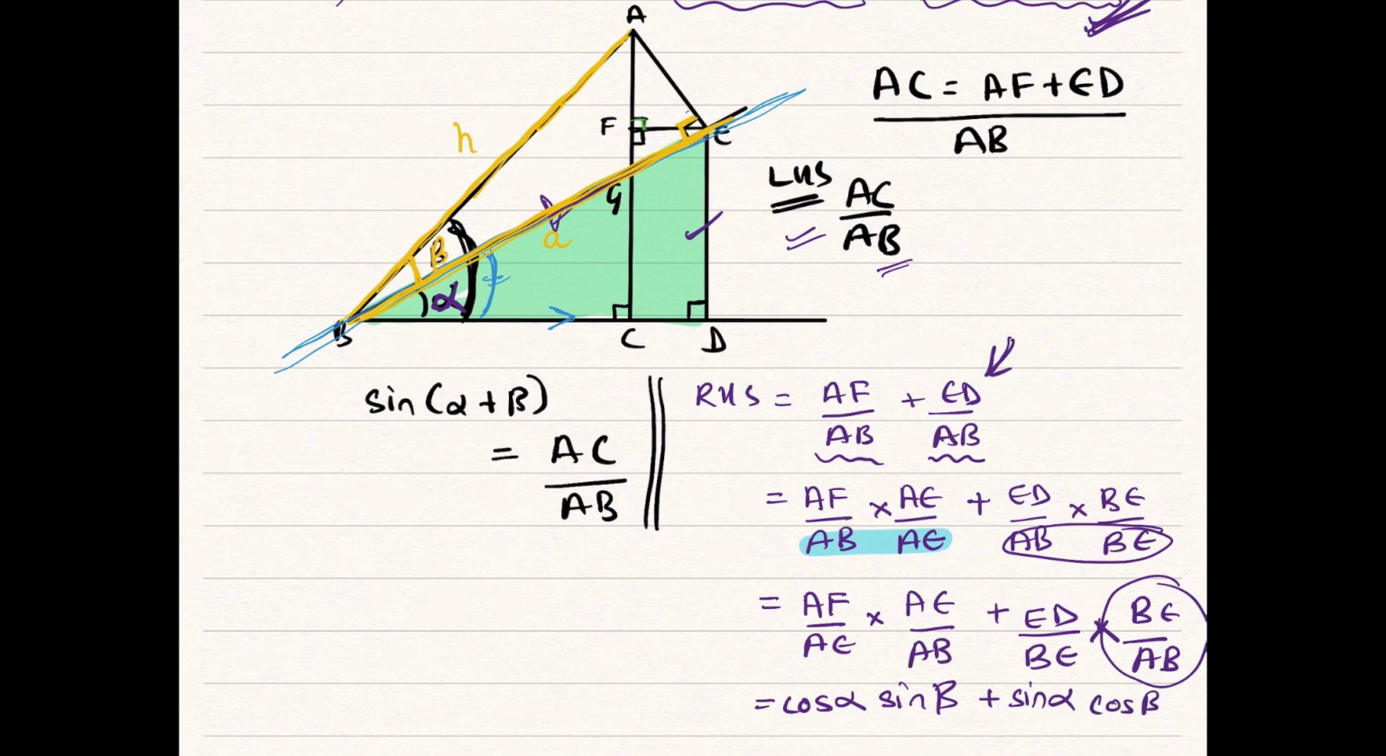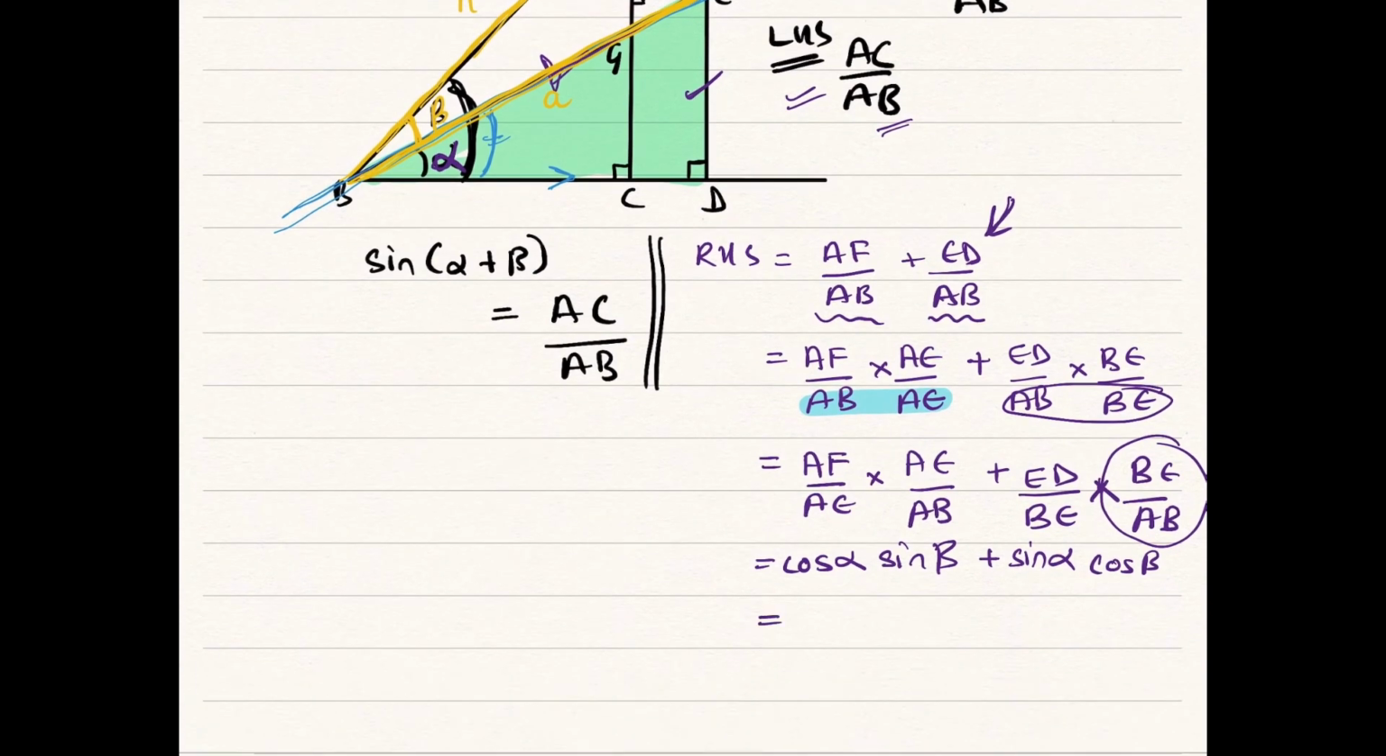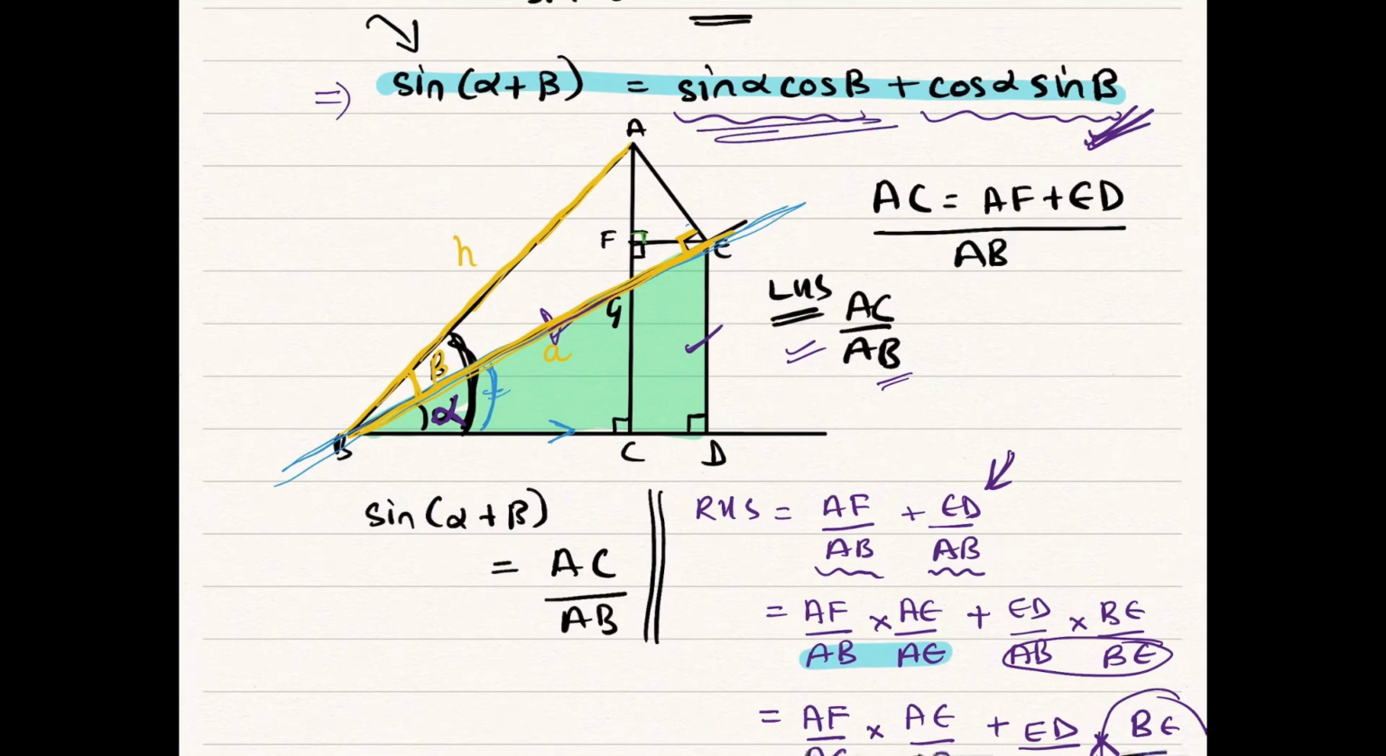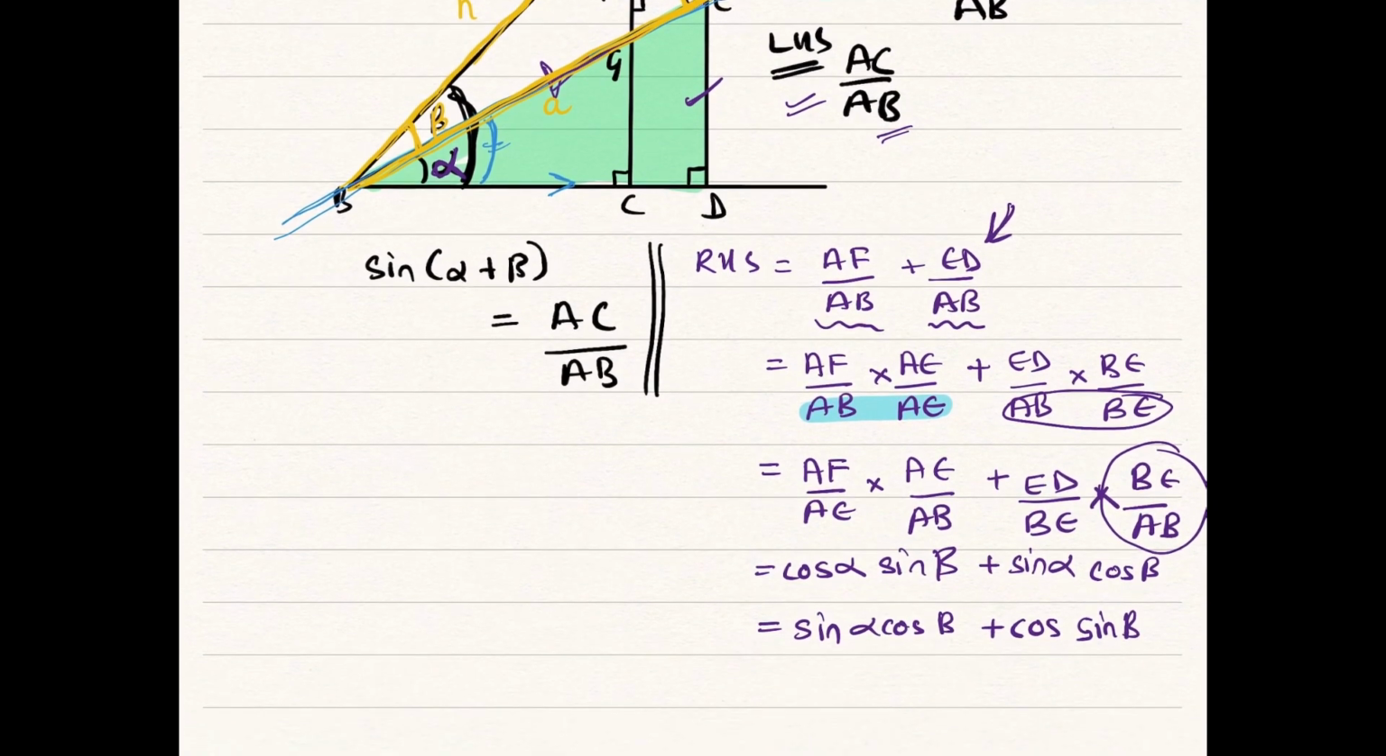I can rearrange this equation as equal to sin alpha cos beta plus cos alpha sin beta, which is nothing but the RHS of the equation I wanted to prove, right? So we have actually proved the equation that sin alpha plus beta is equal to sin alpha cos beta plus cos alpha sin beta.